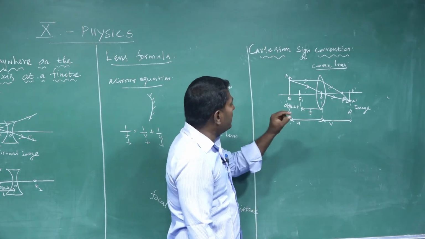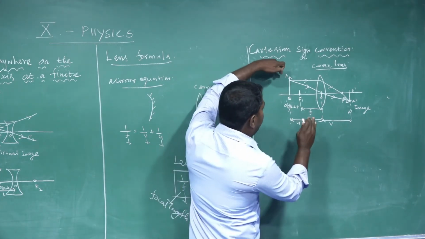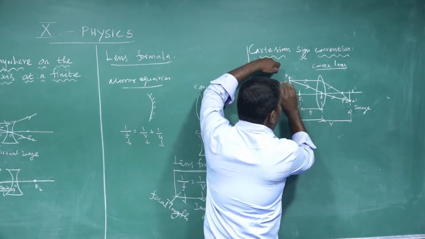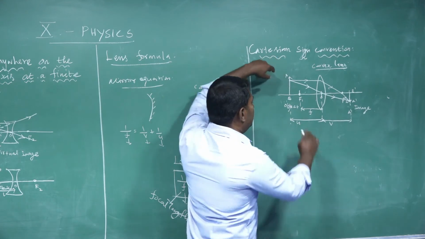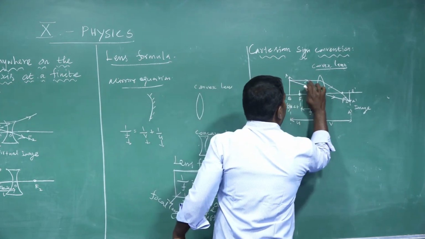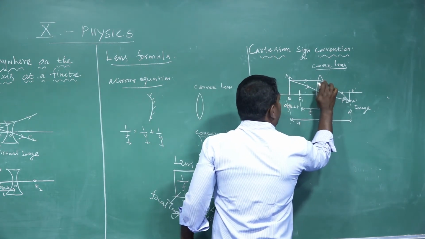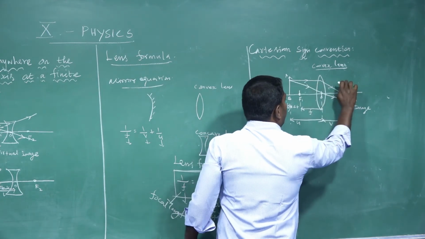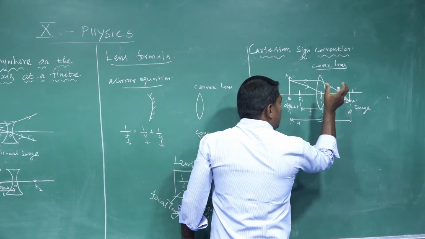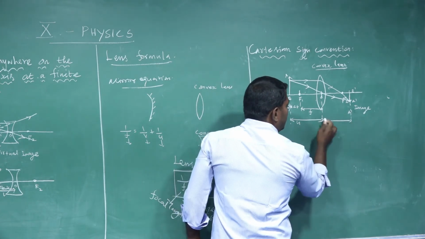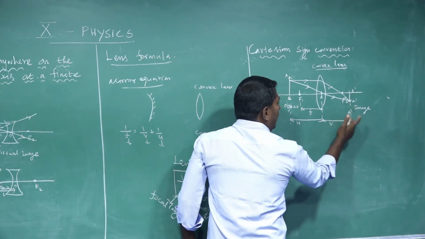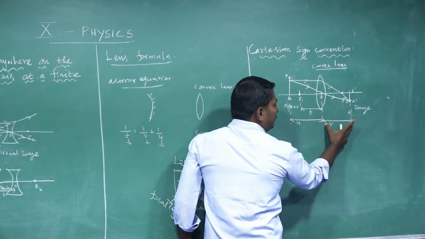So, in the Cartesian sign convention, any distance measured along the direction of incident ray is taken as positive. See, one ray travels along this direction. Whenever we measure any distance along this direction, that value is taken as positive. For example, image distance V. The distance between image and the optic center is V.